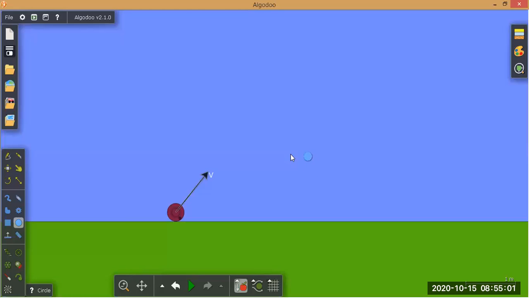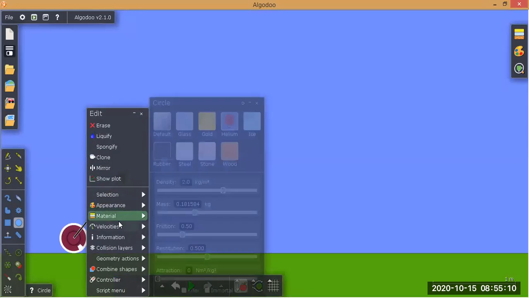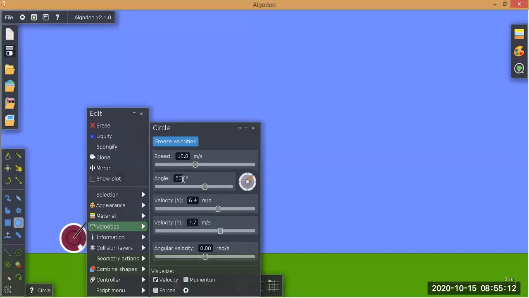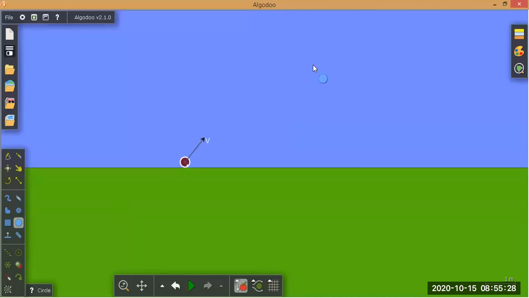Okay, so we are going to throw it with this velocity v, which is here, right? Right now I have set the angle to be 50 degrees. As you can see, I hope you can read it here. This angle is 50 degrees. So we are going to see what happens to its velocity as the earth attracts it and it makes a projectile motion.